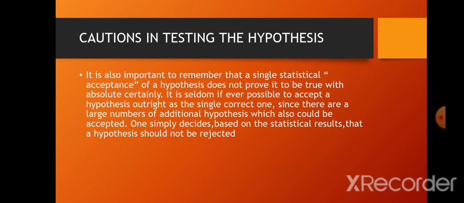Caution in testing the hypothesis. It is important to remember that a single statistical acceptance of the hypothesis does not prove it to be true with absolute certainty. It is seldom, if ever, possible to accept a hypothesis outright as the single correct one, since there are a large number of additional hypotheses which also could be accepted. One simply decides, based on the statistical results, that a hypothesis should not be rejected.